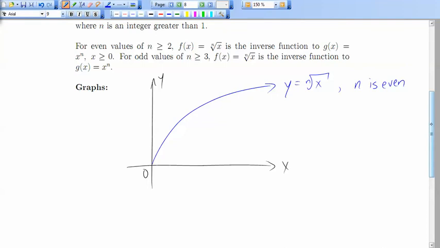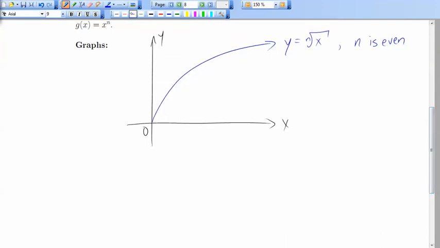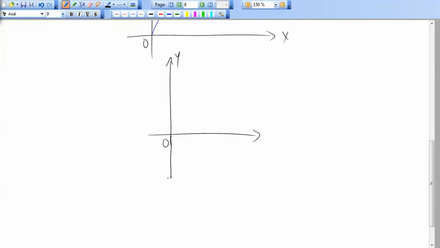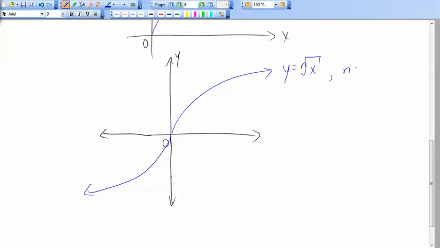Now, if n is odd, like if we want to talk about the cube root, or something like that, well, actually I need a bit more room here. Our graph would look like this. It actually has a domain that is all real numbers. So I guess we've got the same equation. The only thing that's different is that n is odd.